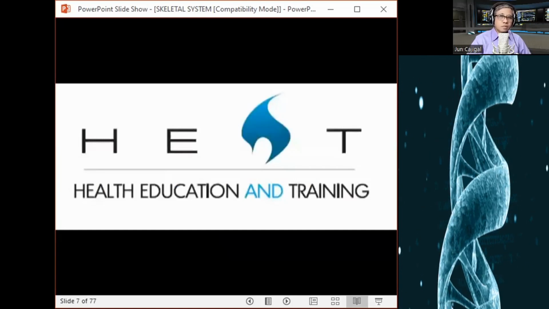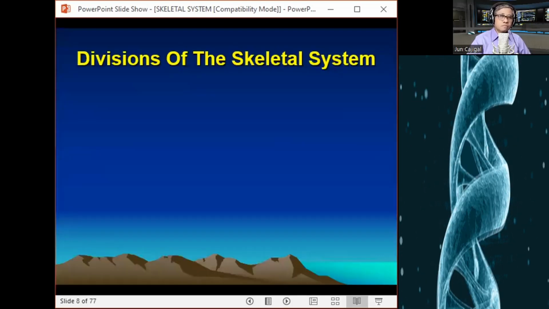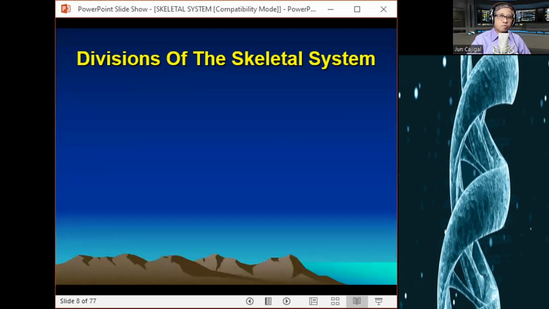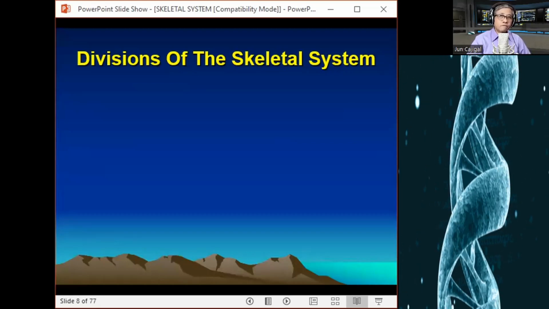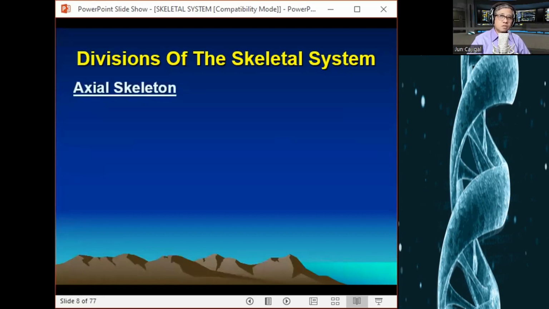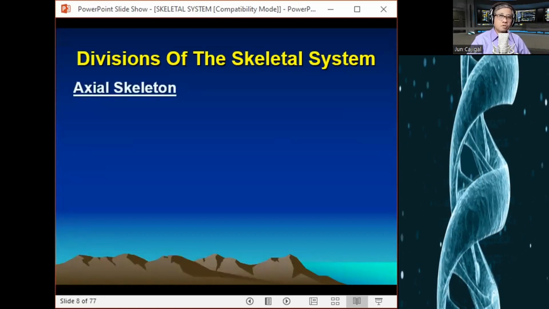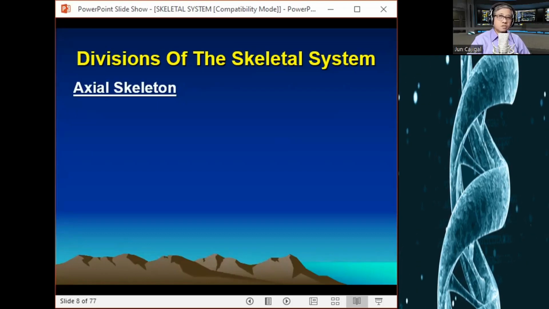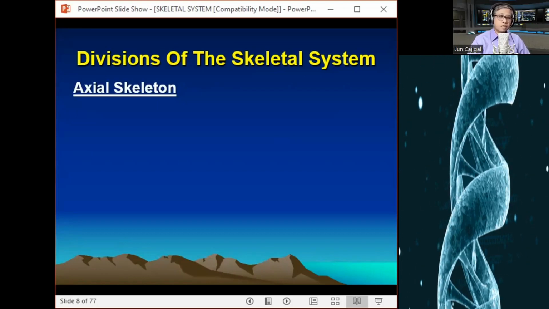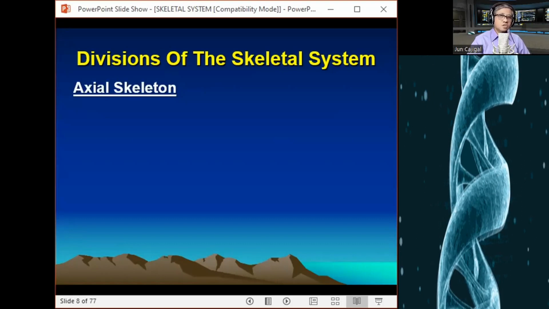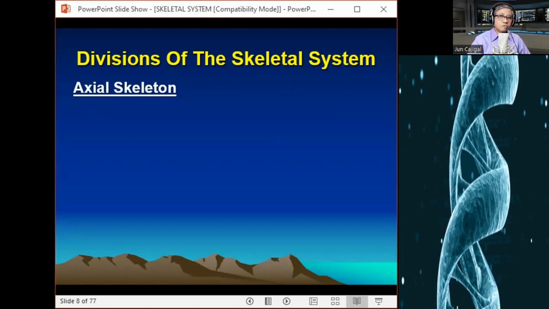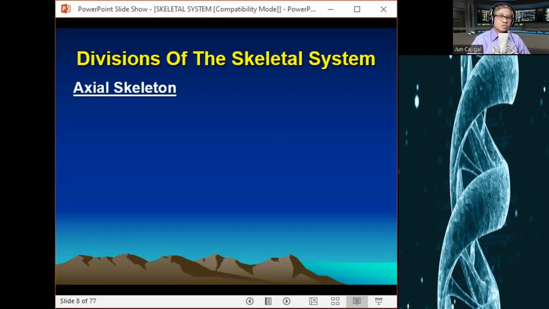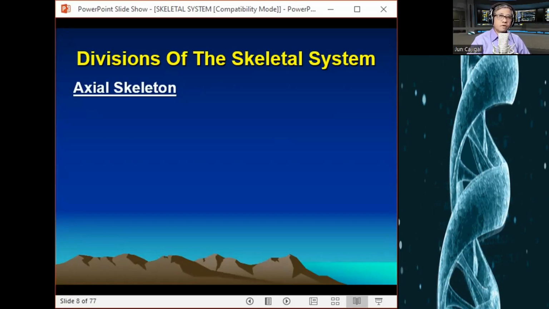Alright, so let us now enumerate the different divisions of the skeletal system. Our skeletal system is composed of two major divisions, namely the axial skeleton and the appendicular skeleton. Now, let us zoom in on the axial skeleton. The axial skeleton is composed of bones that make up our main body axis. And the axial skeleton is composed of the following.